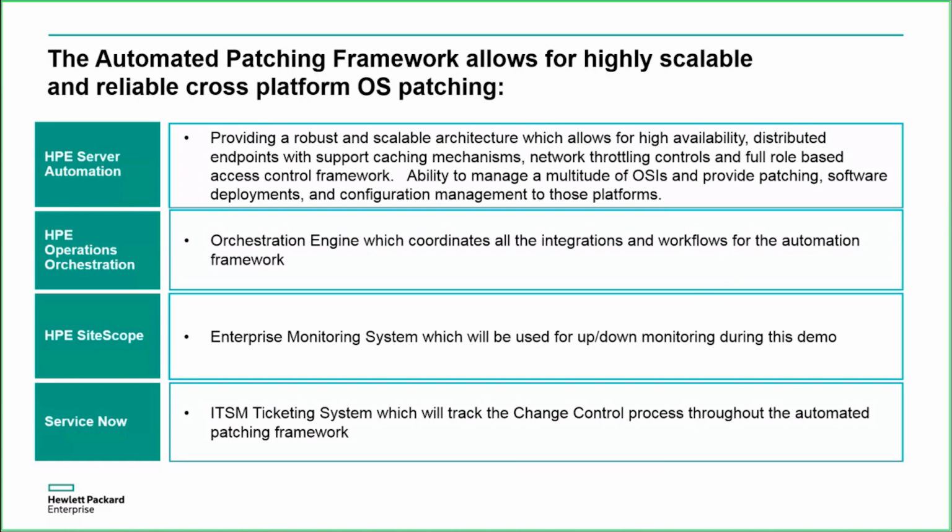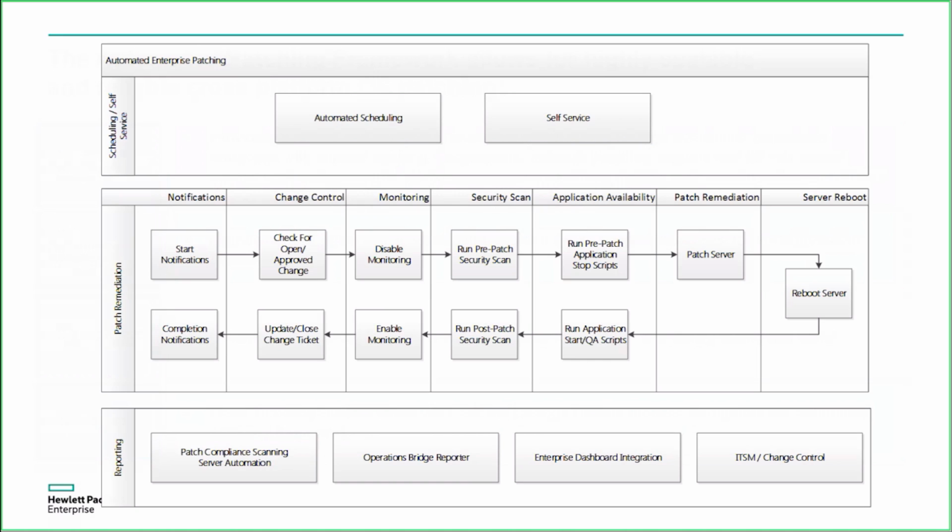So the actual patching framework we're going to talk about is shown here as a visual diagram of what it does. If we start in the top swim lane, it's called scheduling slash self-service. The idea is that in your enterprise, you would have a CMDB or multiple databases that are your source of truth and index all the different CIs you have within your enterprise. These are the target servers that you know you want to patch.